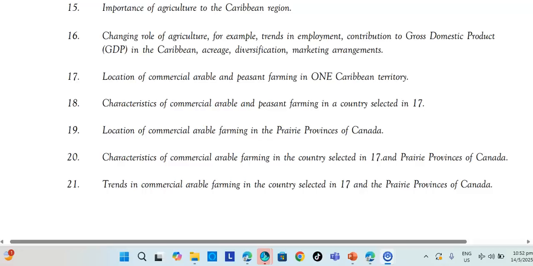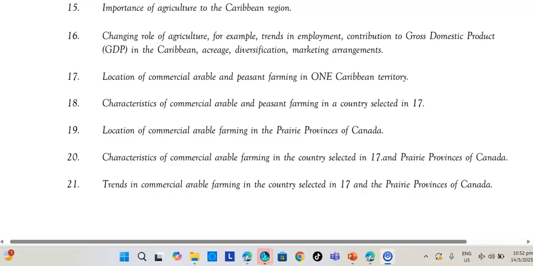Peasant farming in Jamaica is commonly in hilly or mountainous areas like Manchester. Small family farms grow food like yam, cassava, plantain, and vegetables, mainly for local use or markets. Characteristics of commercial arable and peasant farming in Jamaica.